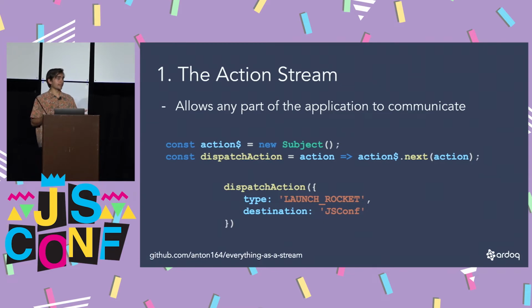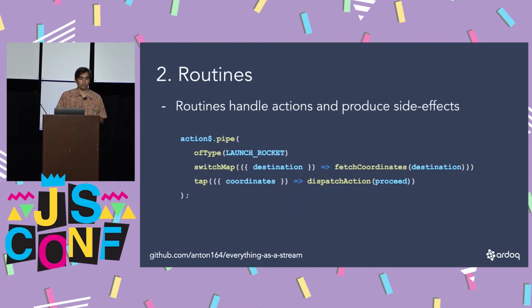However, nothing is handling this action yet. So for that, we introduced routines. Routines handle actions and produce side effects. So here's an example of a routine. It pipes the action stream, and piping essentially means taking a stream, applying a set of operators, and creating a new stream. And what a routine should do is it should eventually emit side effects, right?